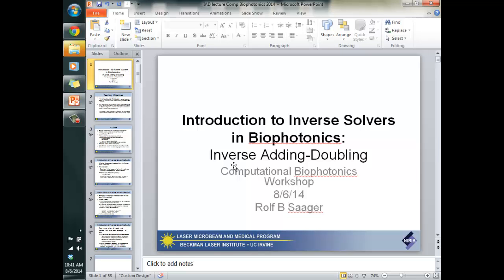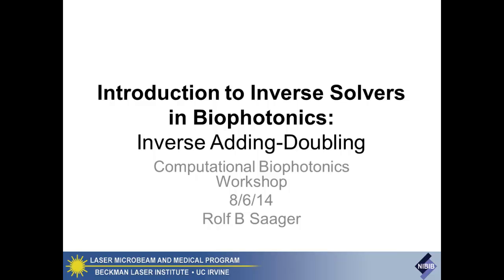It's my pleasure to introduce Rolf Sager, who is a project scientist here at the Beckman Laser Institute. He works in the diffuse optics and the spatial frequency domain imaging laboratory and has worked on a lot of different problems, but he's very passionate about optics, taking accurate measurements, developing good computational models to interpret these measurements.